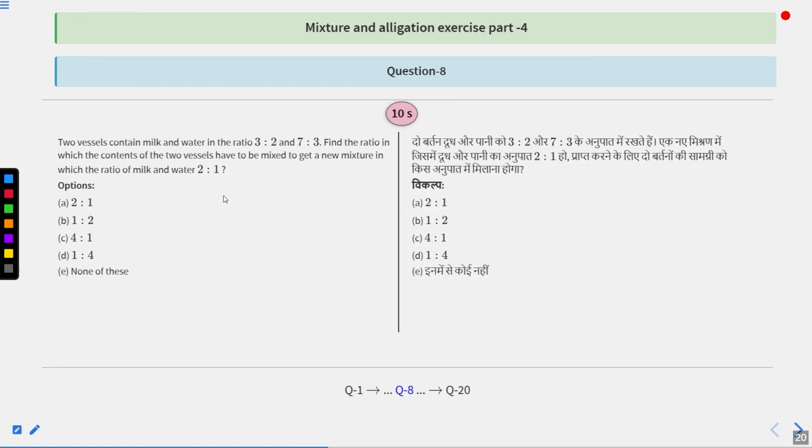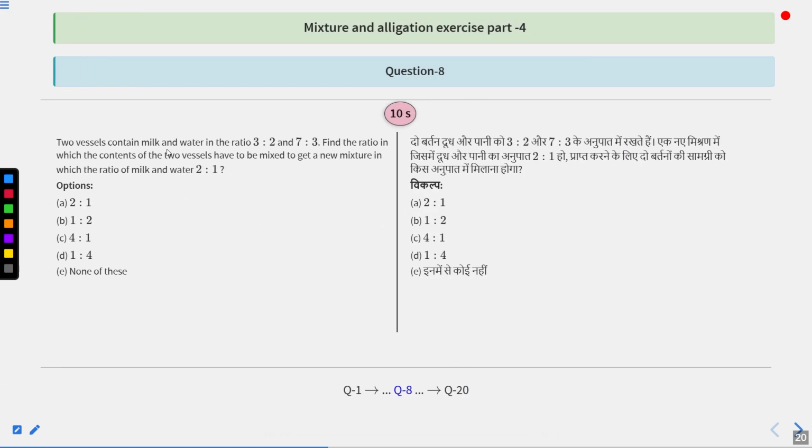Next one. Two vessels contain milk and water in the ratio 3:2 and 7:3. Find the ratio in which the contents of the two vessels have to be mixed to get a new mixture in which the ratio of milk and water becomes 2:1. You have 5 options and 10 seconds to analyze the question. Your time starts now.